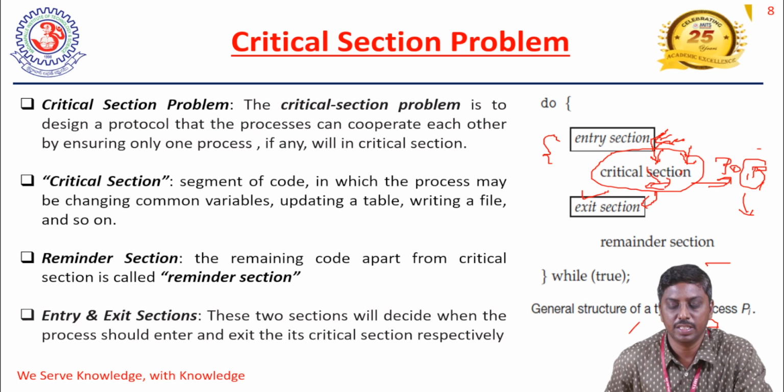While exiting, when it is entering into the remainder section, it should allow the other process to enter into its respective critical section. So that is the need for the entry section and exit section. The protocol will say that the respective critical sections of the processes should be guarded by two sections, namely the entry and exit section. So this is the general structure of any critical section problem solution. So we need to create that entry section and exit section.